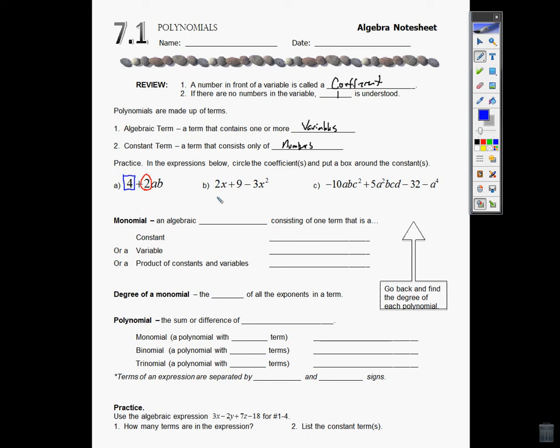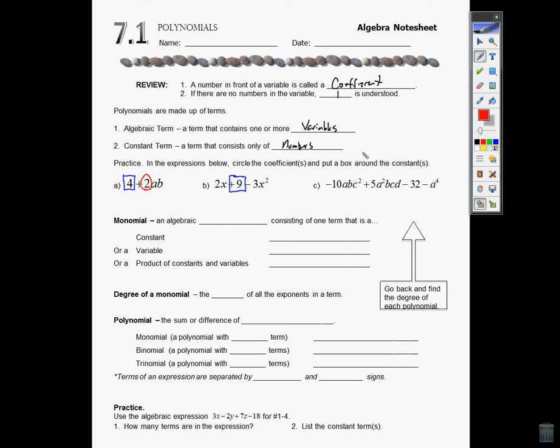All right, now when I go over to B, I'm going to start with constants, since I already have the blue selected. So if I look at my first term, it is 2x. That doesn't look like a constant because there's variables in there. My second term is a 9, so yep, I'm going to put a box around the positive 9. And then my third term is negative 3x squared, which again has variables in it, so not a constant.